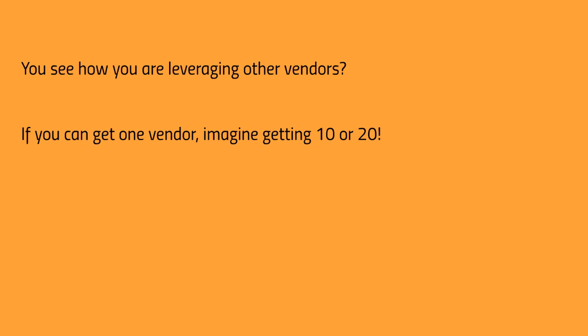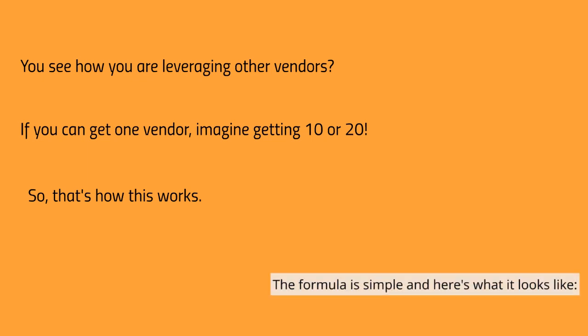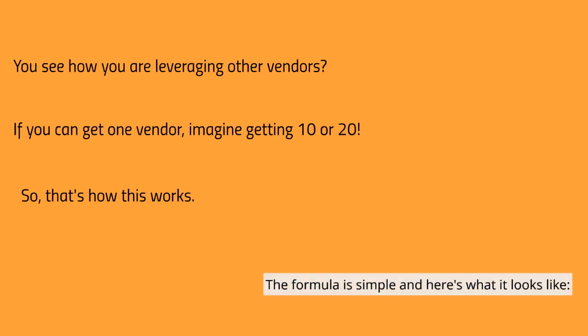So imagine getting 10. If you're getting 3 or 5 subscribes from each vendor, you could have anywhere from 10 or 50 different people coming to your list every single day. And these are people that are customers. So soon you will have a list of 100 people, and these 100 people will convert at a higher rate as long as you provide them with high value. So this is basically how this works, and the formula is pretty simple.